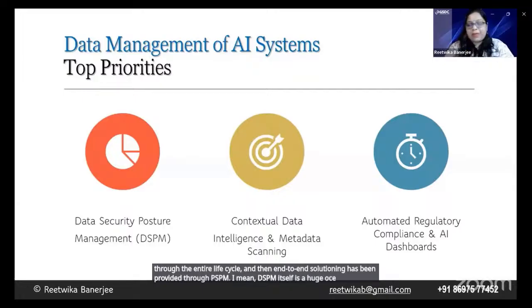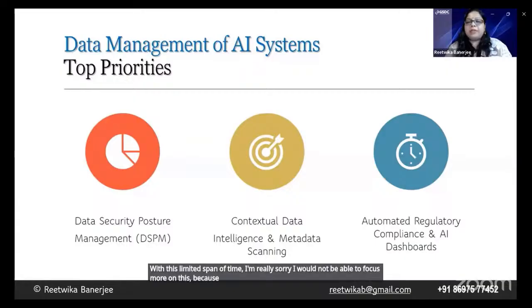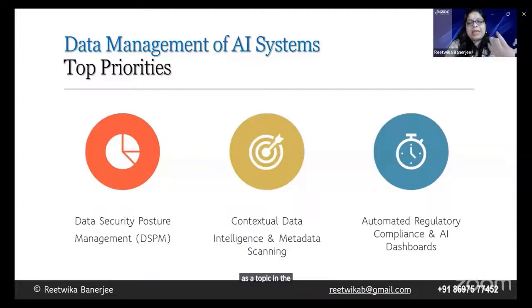With this limited span of time, I'm sorry I would not be able to focus more on this, because given a chance, maybe we can have an independent session on DSPM itself, on how we are doing it, what tools we are using, and the pitfalls, pros and cons of DSPM. But DSPM is going to be an evolving topic in the immediate future.